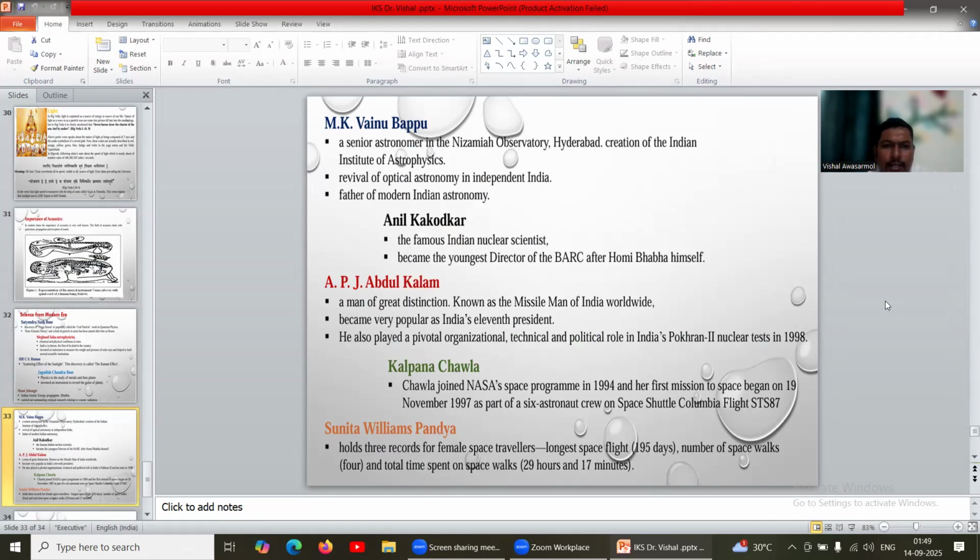We know the next, Kalpana Chawla. Chawla joined the NASA space program in 1994, and her first mission to space began on 19 November 1997 as part of a six-astronaut crew on Space Shuttle Columbia flight STS-87. Further, Sunita Williams Pandya holds three records for a female space traveler: longest space flight, that is 195 days, number of spacewalks, that is 4, and total time spent on spacewalks, 29 hours and 17 minutes.